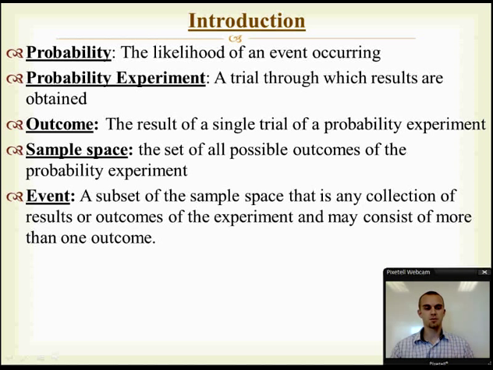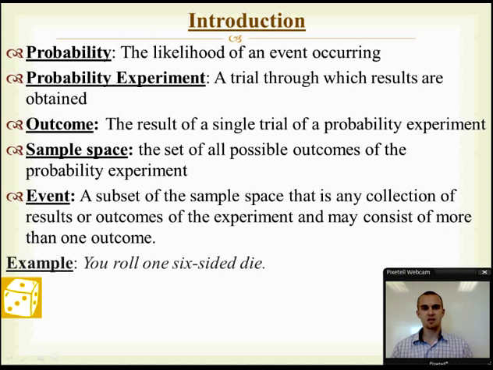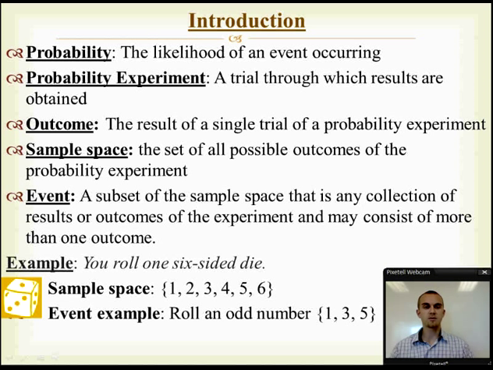For example, let's say we have a six-sided die. The sample space would be the six sides, 1, 2, 3, 4, 5, and 6. Whereas if we're talking about an event, it could be the opportunity of rolling an odd number. That's a subgroup of the entire die, because that's only the numbers 1, 3, and 5. Whereas an outcome would be the specific side we roll, in this case 5.